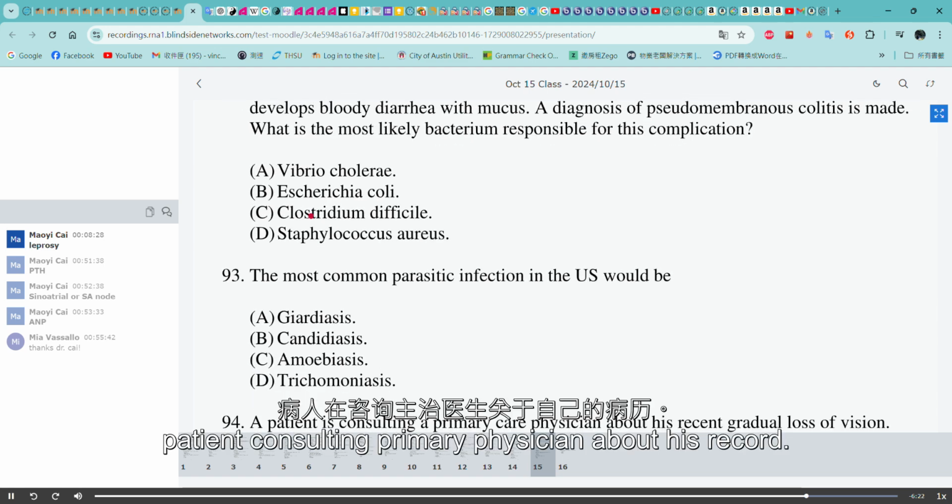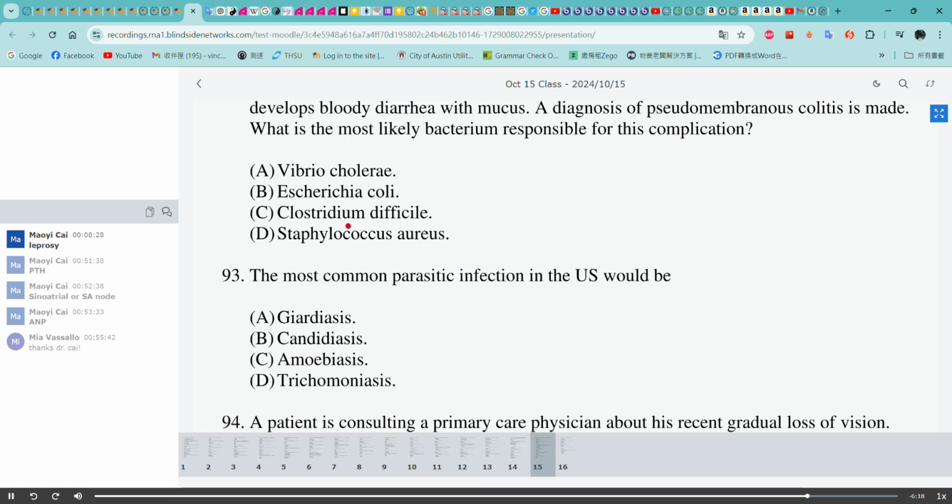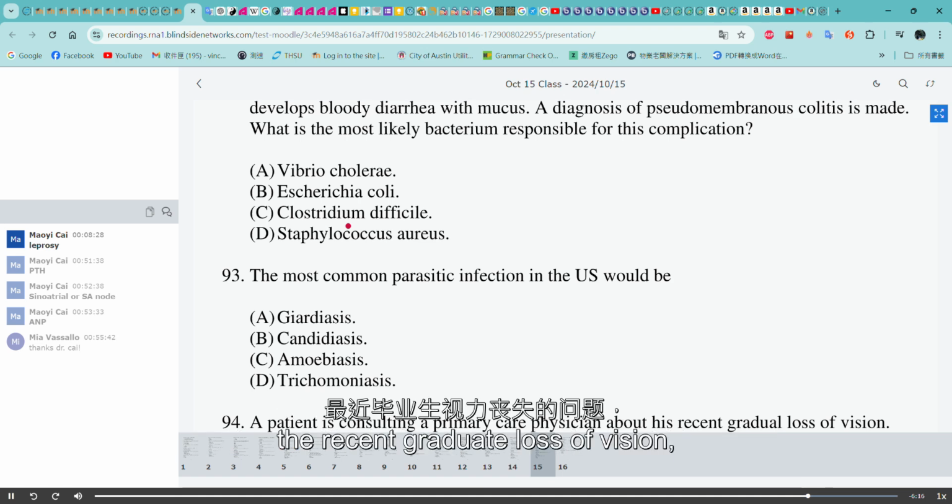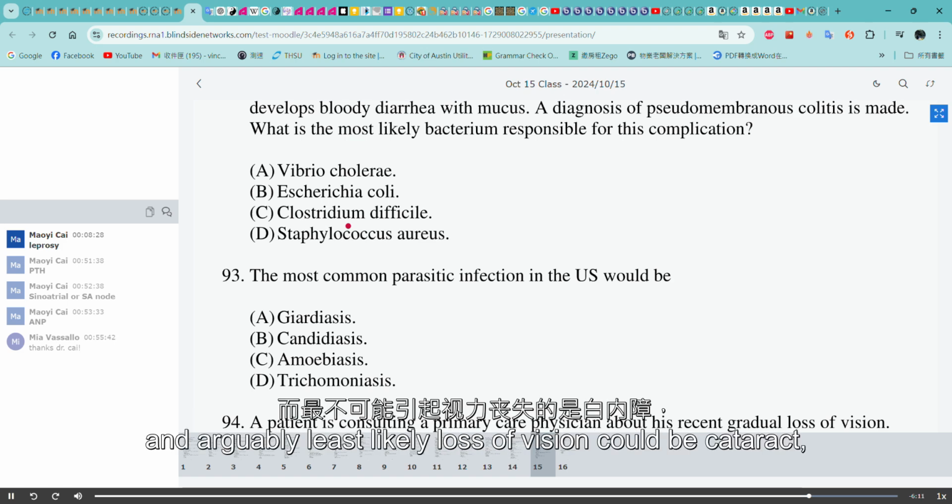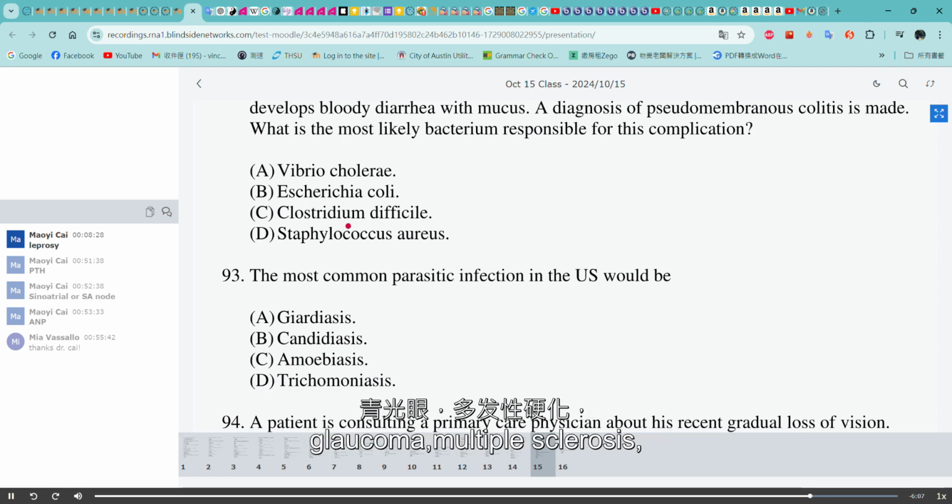94, a patient consulting his primary physician about a recent gradual loss of vision. Causes of gradual vision loss could be cataract, glaucoma, multiple sclerosis, but not conjunctivitis. Conjunctivitis is pink eye, and pink eye is generally not going to affect the vision. So 94 is C.